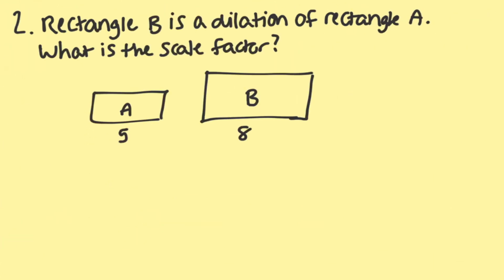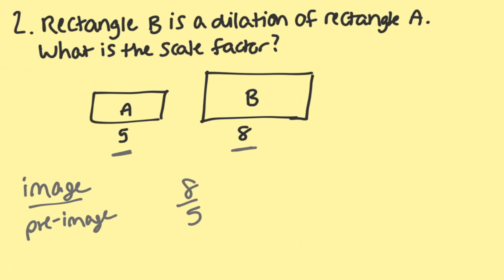Number 2, rectangle B is a dilation of rectangle A. What's the scale factor? That means we're multiplying by one number from A to B, and we want to find what that number is. We can do that by doing this number divided by this number, or the image divided by the pre-image. So we can do 8 divided by 5, and that gives us 1.6. So 1.6 is the scale factor, what we're multiplying A by to get B.